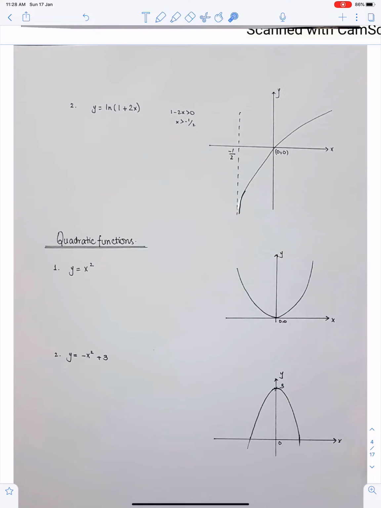Next sketch. This is ln 1 plus 2x. First get the domain of ln because it's very important to sketch ln. So whenever you sketch ln, always get the domain, and this is the way to get the domain of ln because ln is always defined for positive values. So this must be greater than 0. So this is the domain of ln. So this ln will be parallel to minus half.